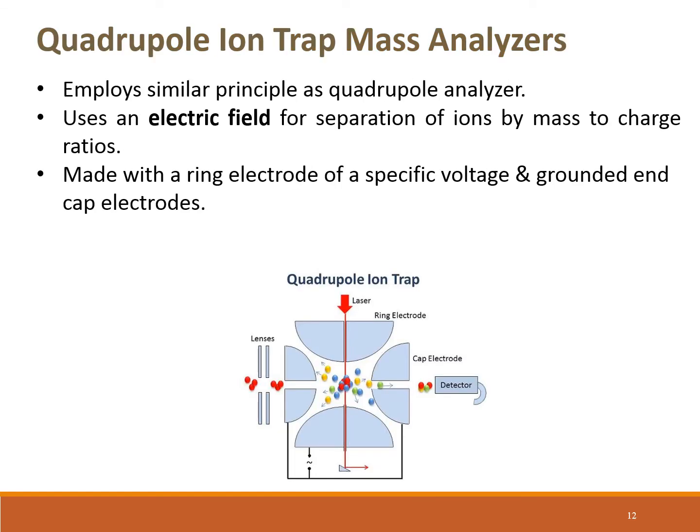Quadrupole ion trap mass analyzers employ a similar principle as the quadrupole analyzer. It uses an electric field for separating ions by mass-to-charge ratio (m/z), made with ring electrodes of a specific voltage and grounded end-cap electrodes.